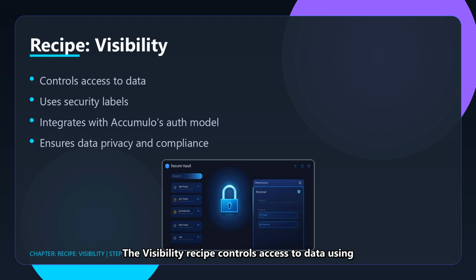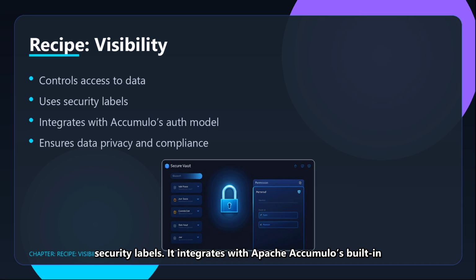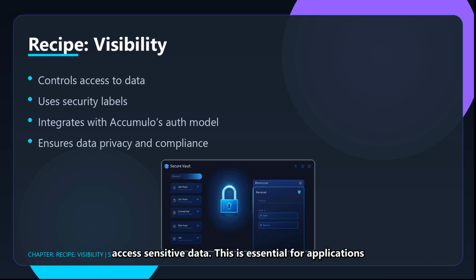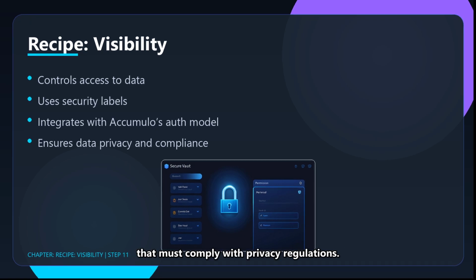The visibility recipe controls access to data using security labels. It integrates with Apache Accumulo's built-in authorization model, ensuring that only authorized users can access sensitive data. This is essential for applications that must comply with privacy regulations.